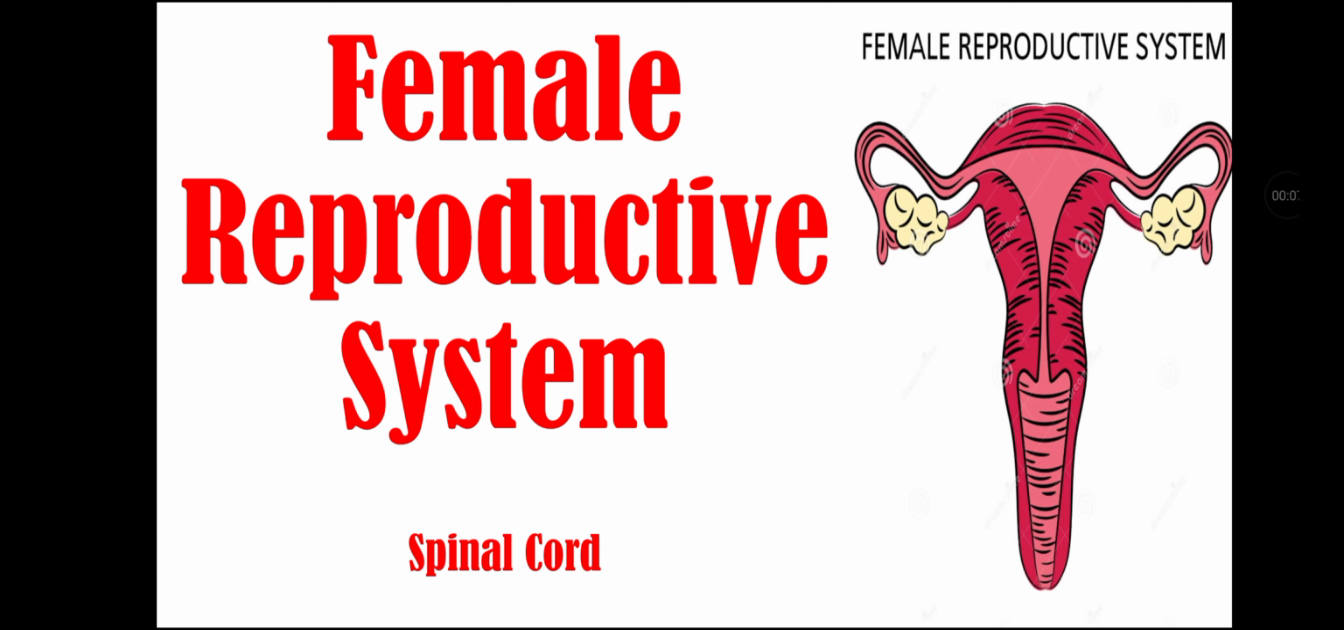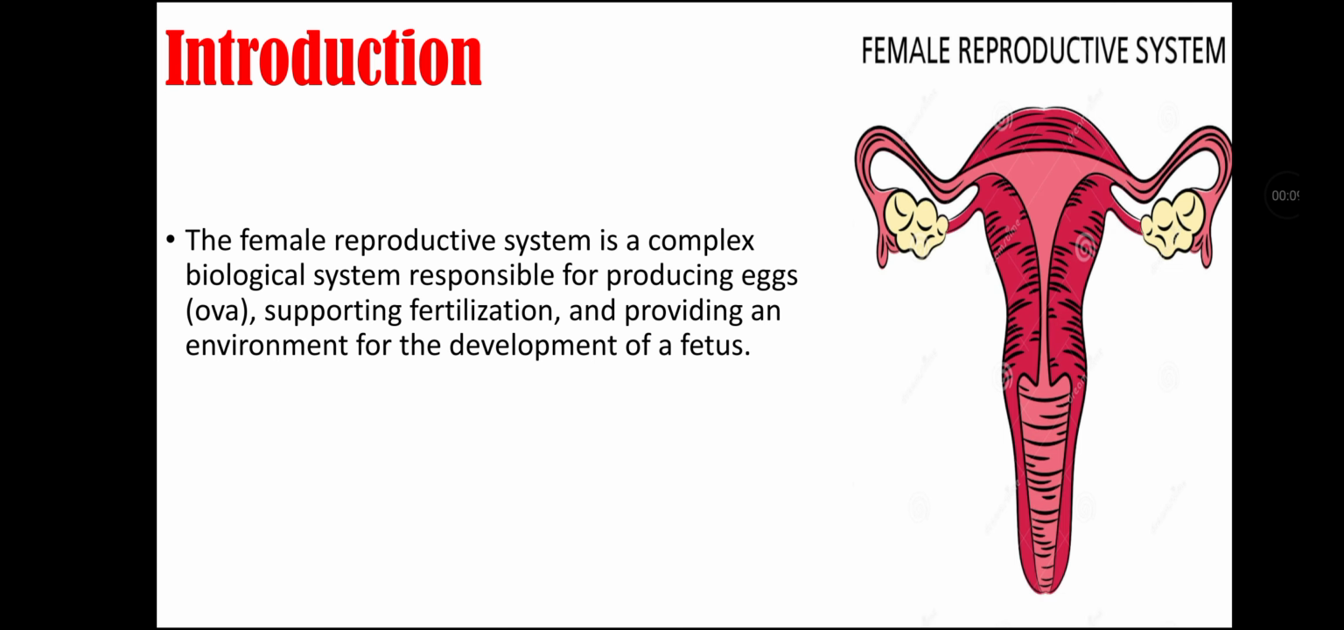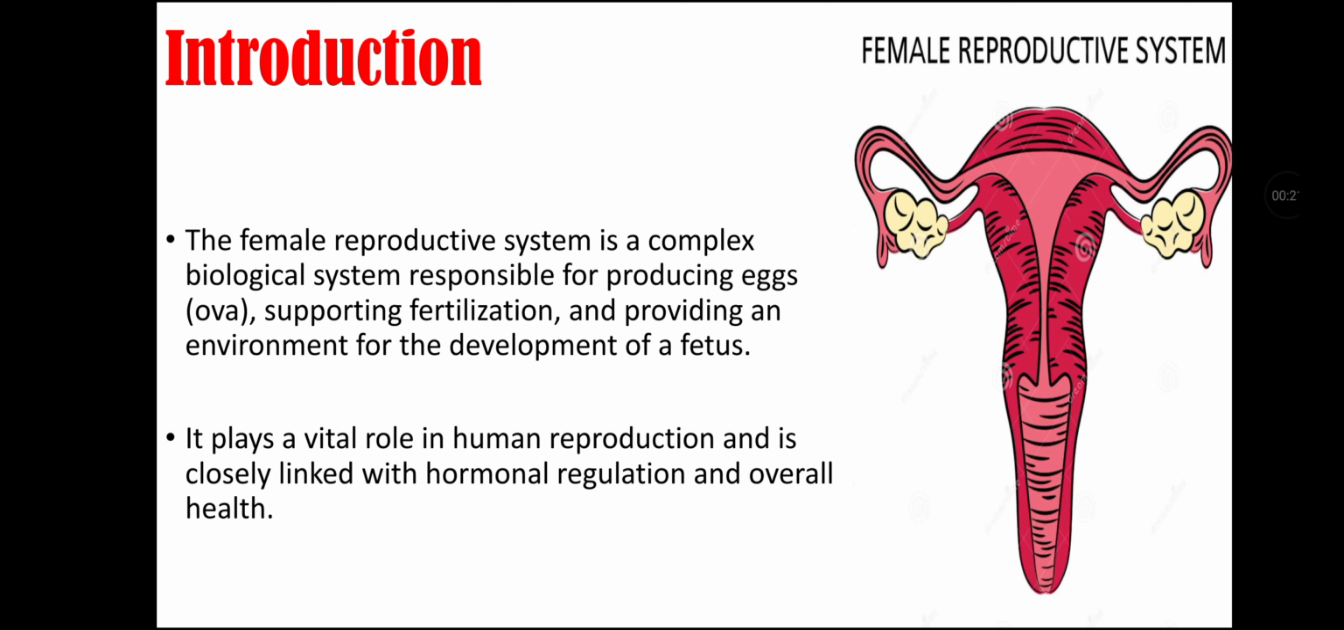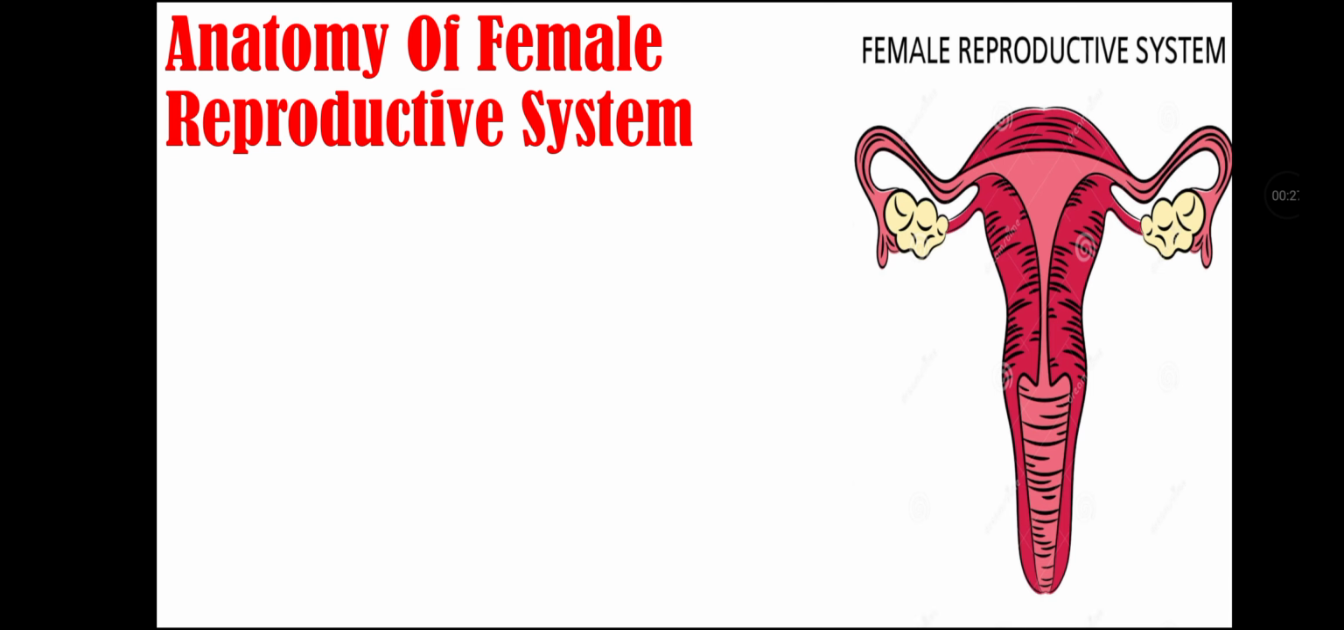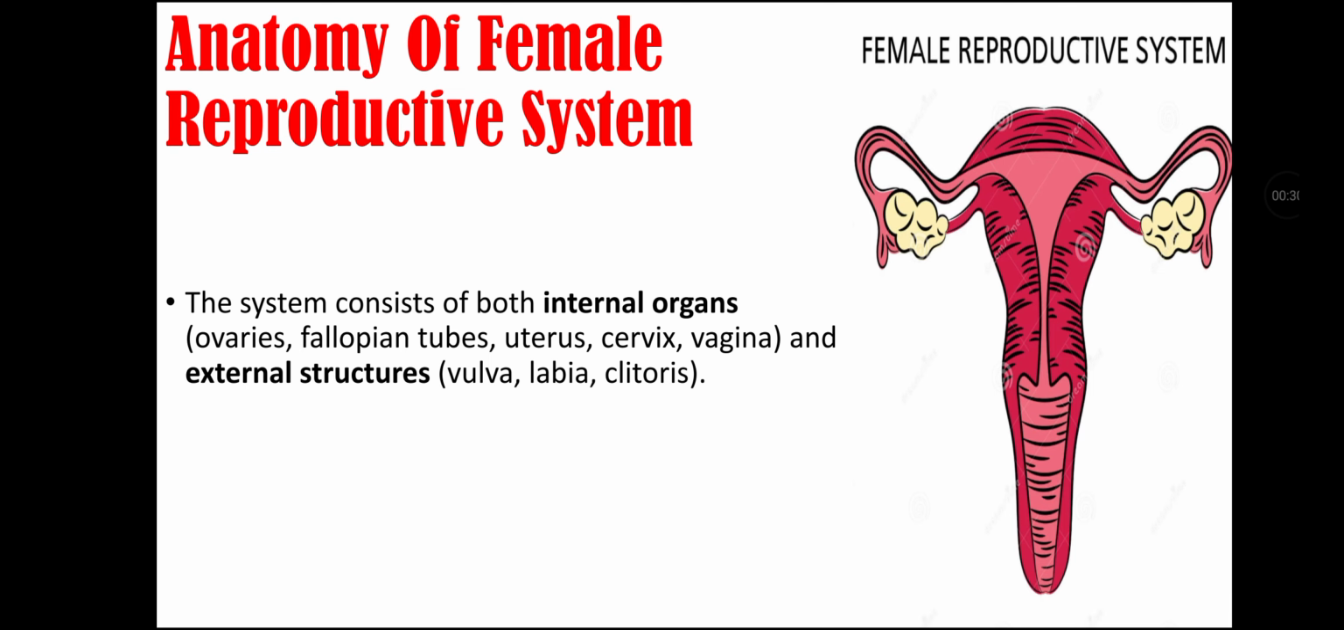So let's start our topic with introduction. Female reproductive system is a complex biological system that is responsible for producing eggs, supporting fertilization, and providing an environment for development of fetus. It plays a vital role in human reproduction and is closely linked with hormonal regulation and overall health.